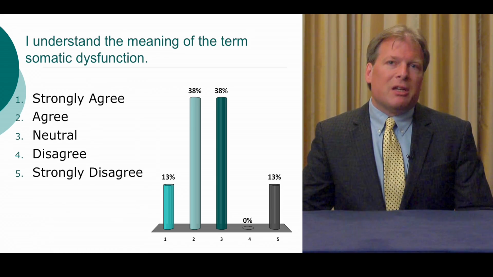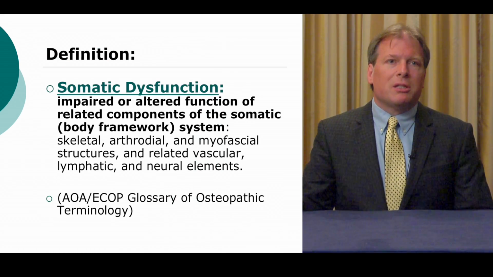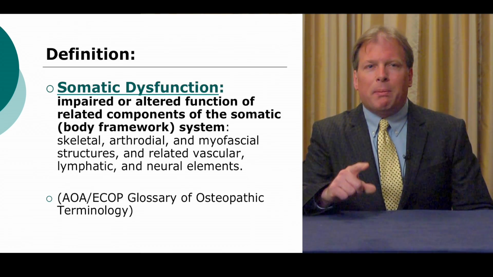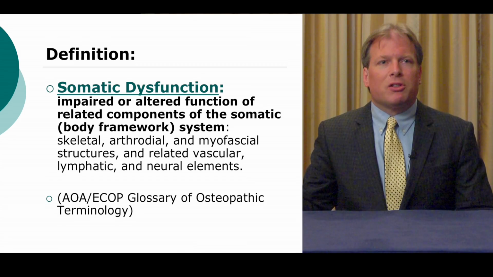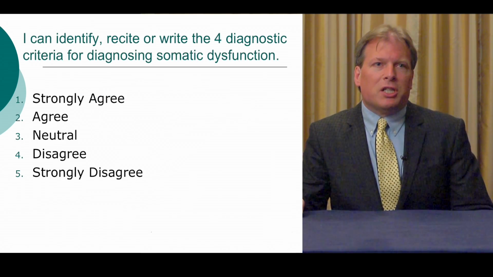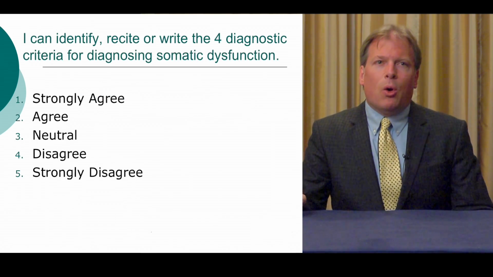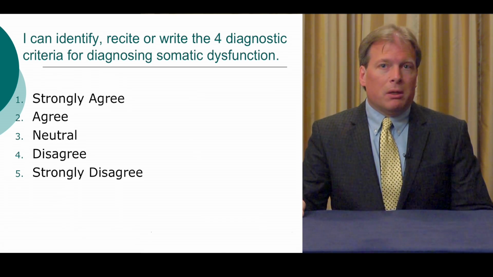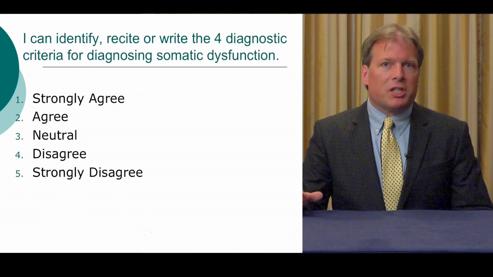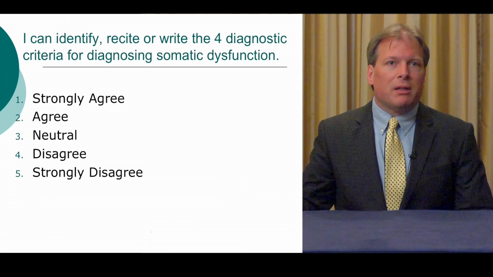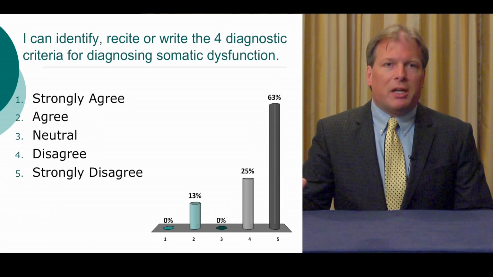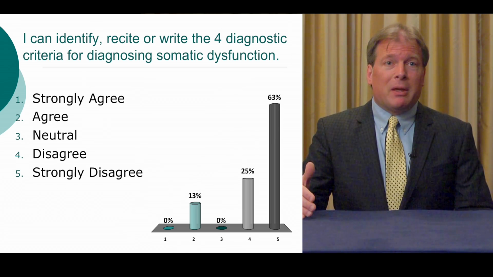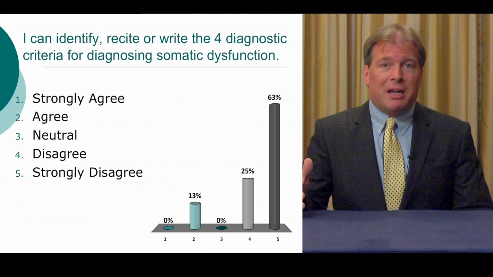But let's say now we change our question. We define somatic dysfunction so people understand that, but do people really understand that definition? Let's say we change it and say, I can identify, recite, or write 4 diagnostic criteria for diagnosing somatic dysfunction. Well, now it's much more specific. It's much more guided. What happens if we do that? All of a sudden, the same audience may come back and say, since you put it that way, I really don't get that.